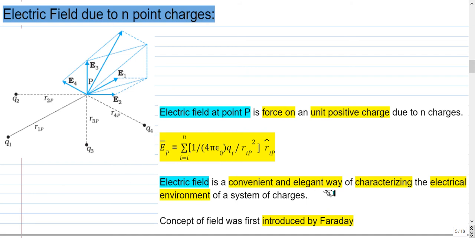Electric field is a convenient and elegant way of characterizing the electrical environment of a system of charges. Suppose you want to find the force on a charge, say q, kept at this point P. We can do that by using Coulomb's law, or we can find the net electric field at this point and write the force as the value of the charge which is kept here into the net electric field acting at this point. The concept of electric field was introduced first by Faraday.